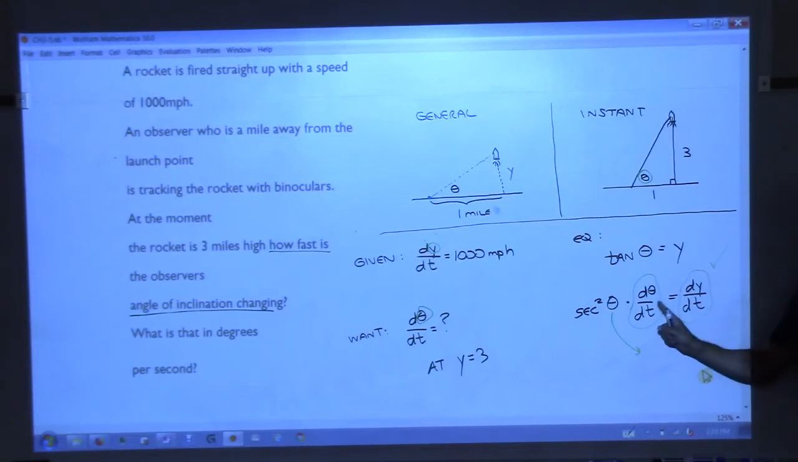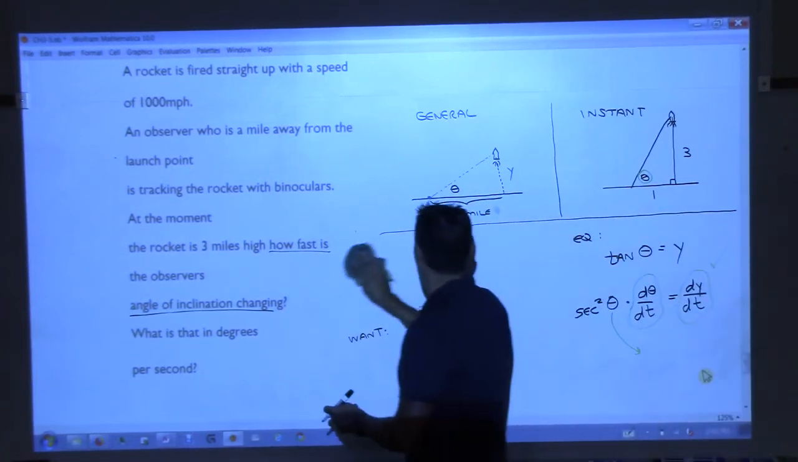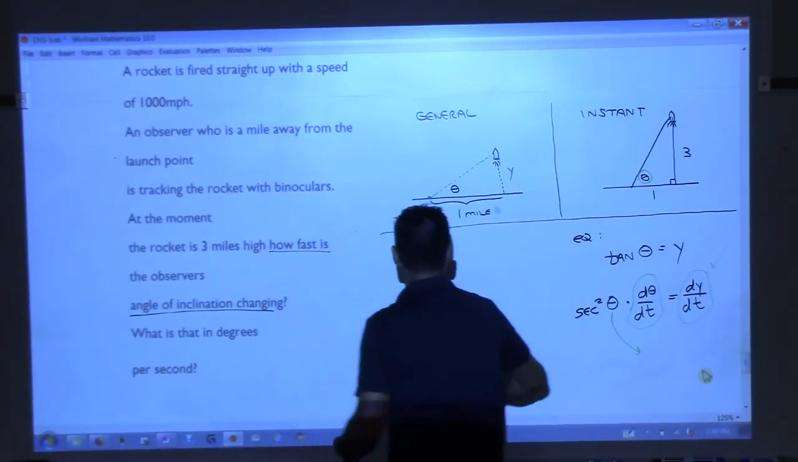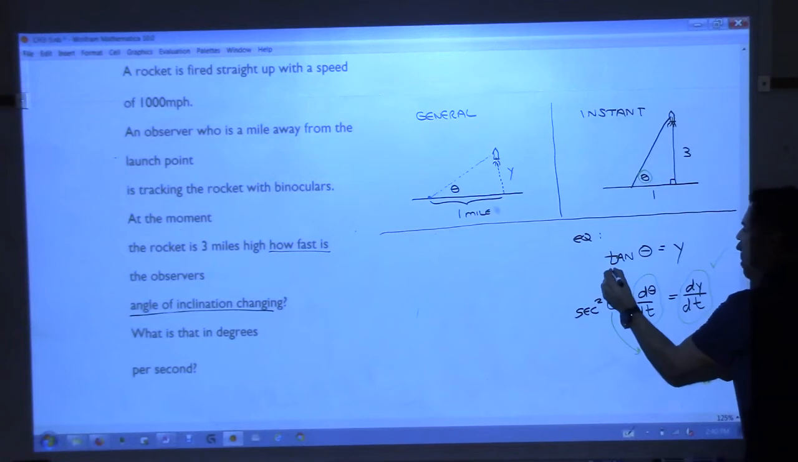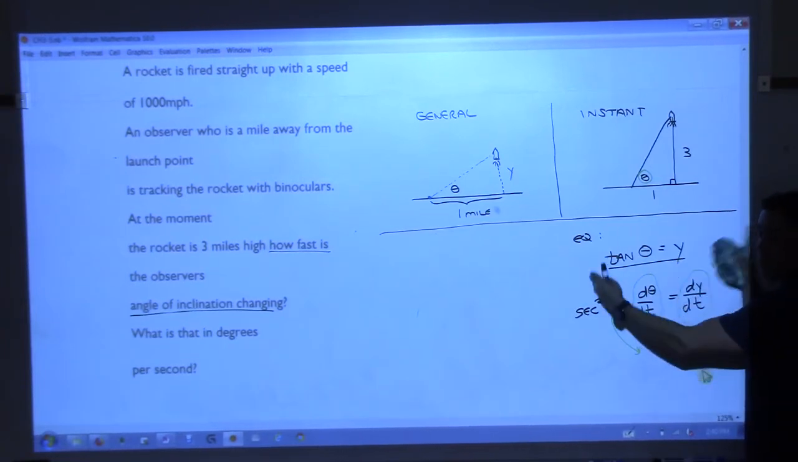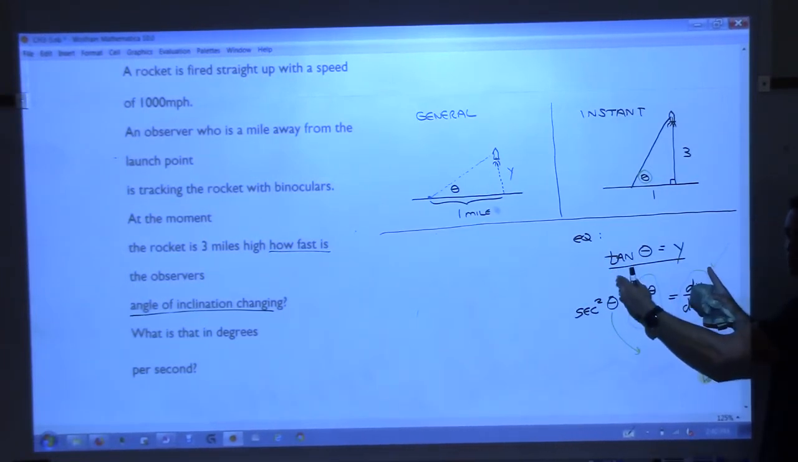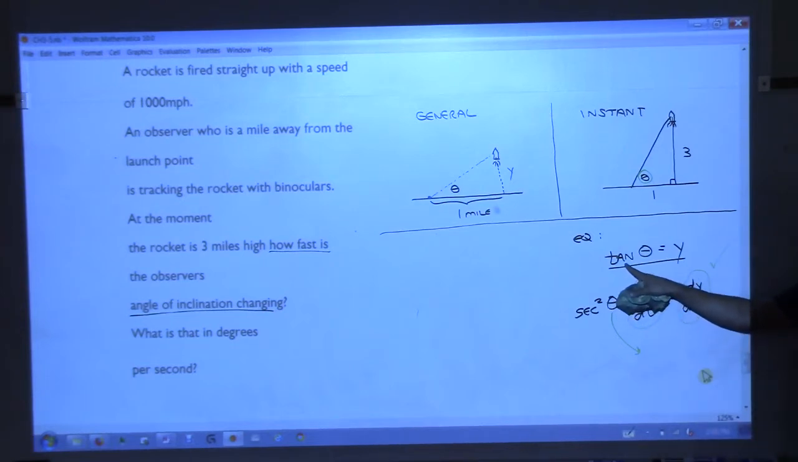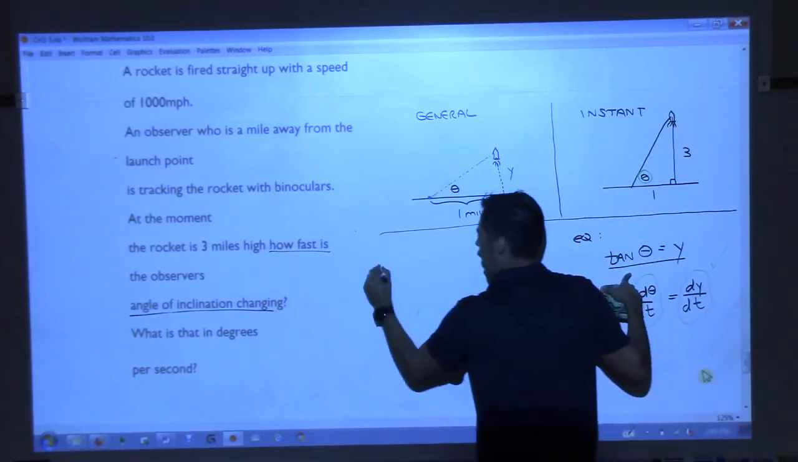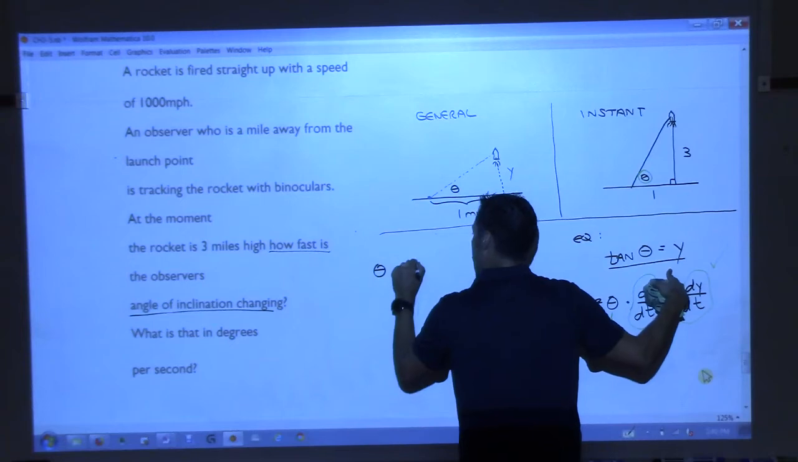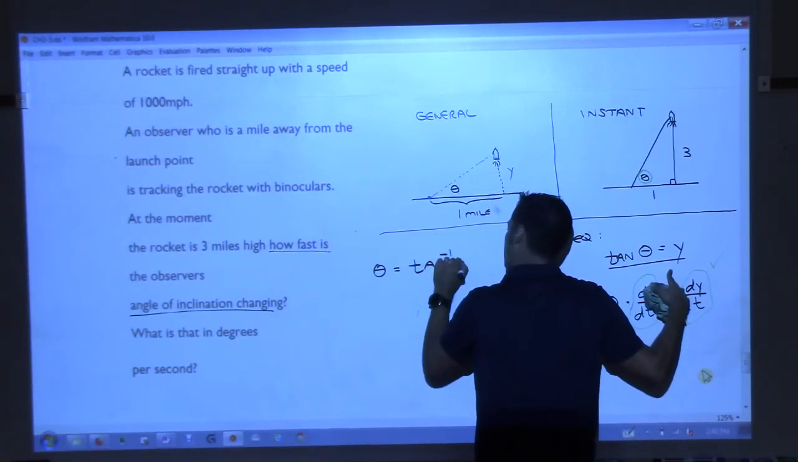So in order to give you the answer, I'm going to plug in 1,000 here, and I'm going to find that angle, and then I can solve for dθ/dt. Agreed? But I claim you can do it without knowing theta. And the way you can do it without knowing theta is as follows. Take this equation right here. Take arctangent on both sides. What would happen if I hit this with arctangent? I'd just get theta, wouldn't I? And if I do arctangent on the other side, arctangent y.